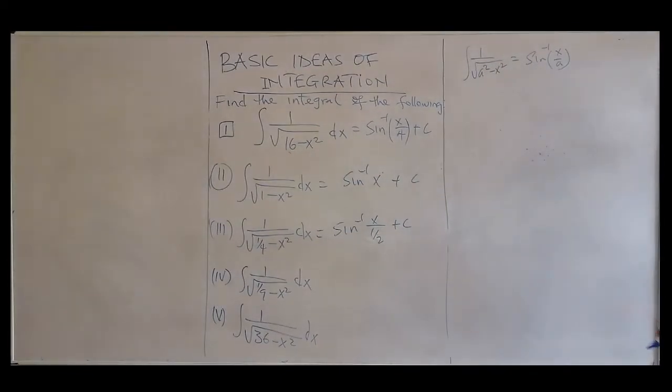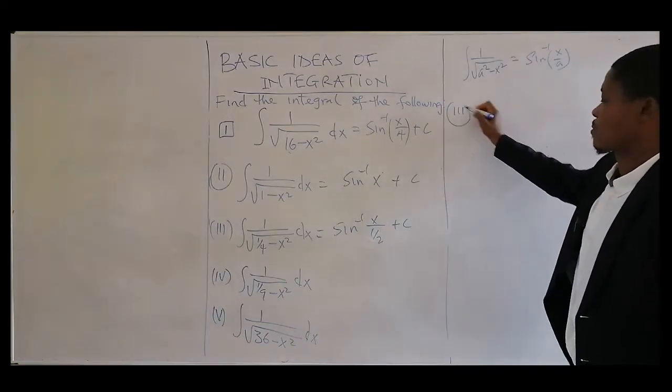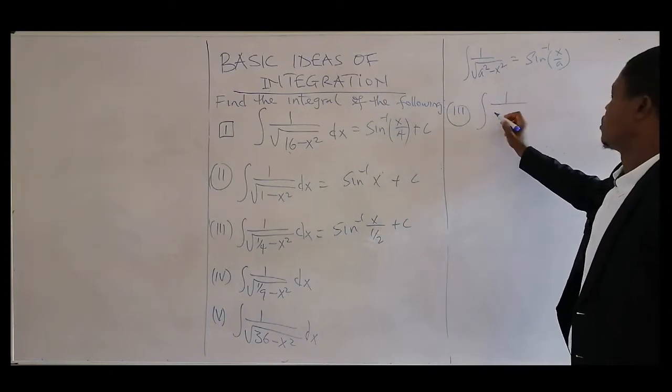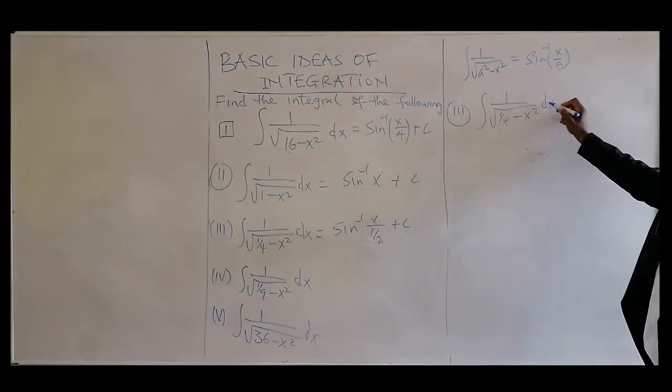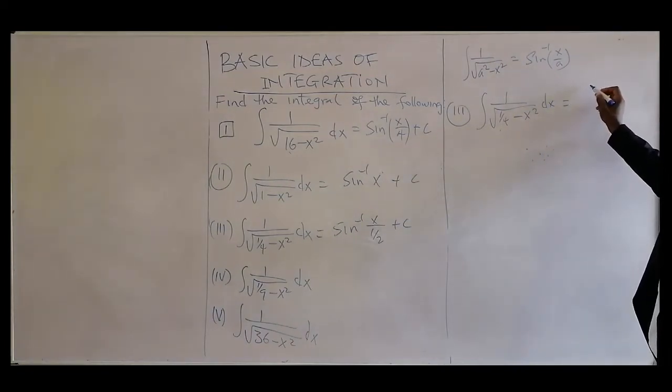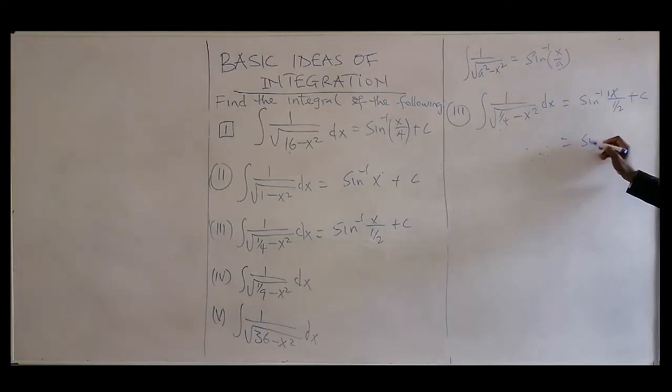Okay? And that will give us, let me take it here, number 3: the integral of 1 over the square root of 1 over 4 minus x squared dx, which is equal to what? Arc sine of x over half, and this plus c. And don't forget that there is a 1 here, so 1 over half here will be 2. So that will be equal to arc sine 2x plus c.